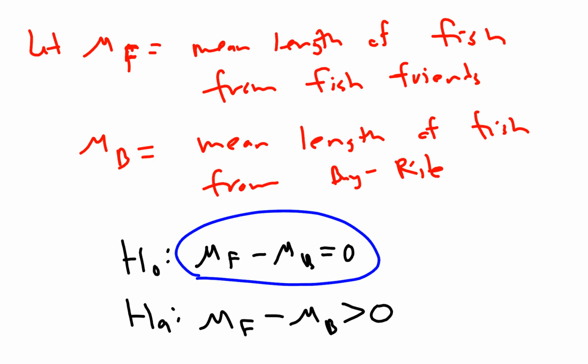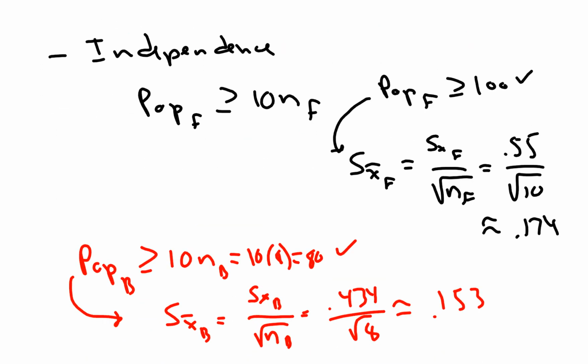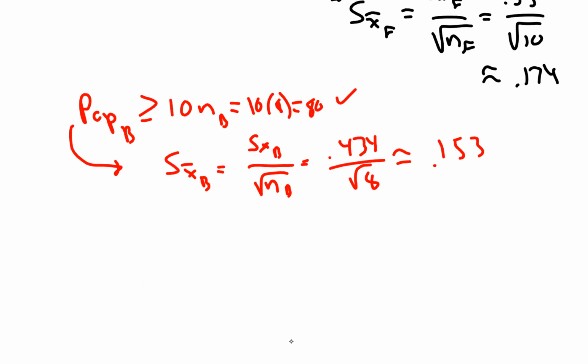And so if we want the standard deviation of a difference in two random variables, then we learned in a previous video that you can never add or subtract standard deviations. You can only add variances if the two variables are independent. There's no reason to think that the size of the fish at Fish Friends has any effect on the size of fish at Buy Right, and they're getting the fish from different suppliers, so we can say they're independent.